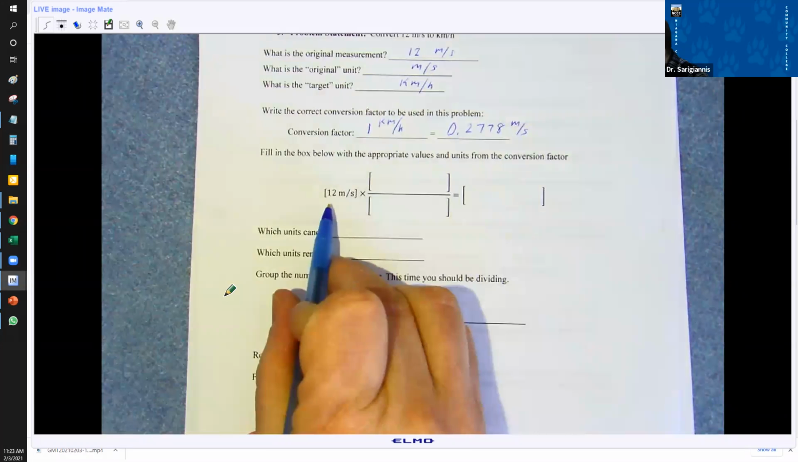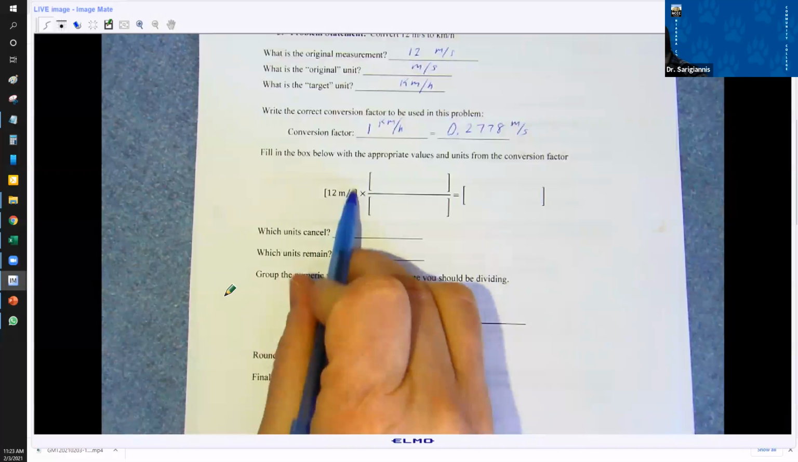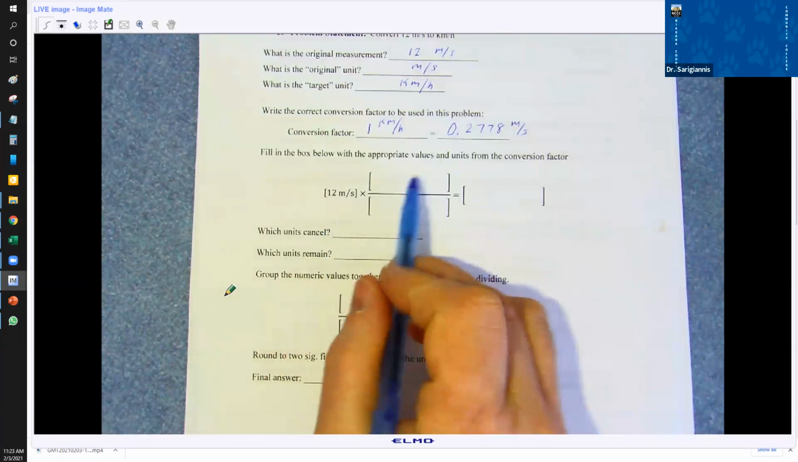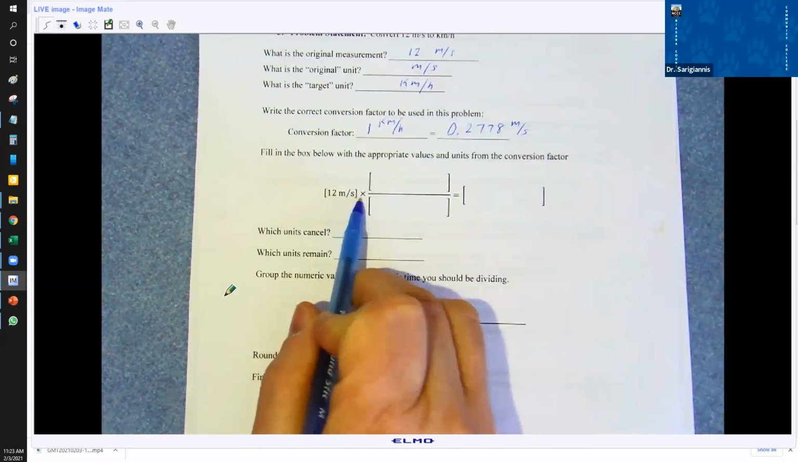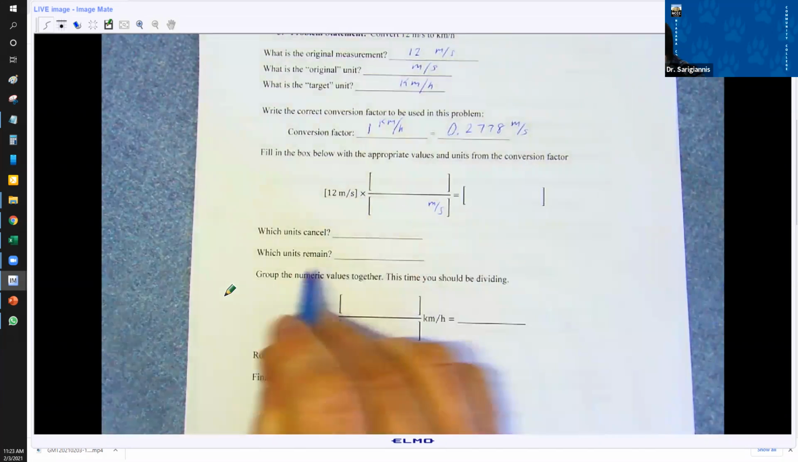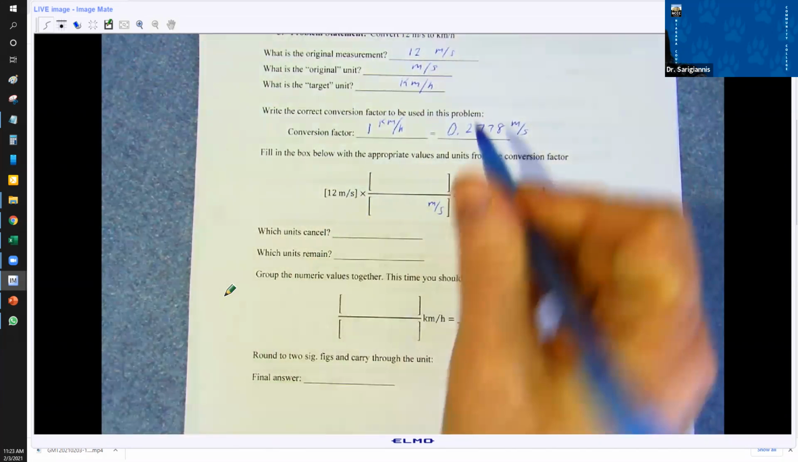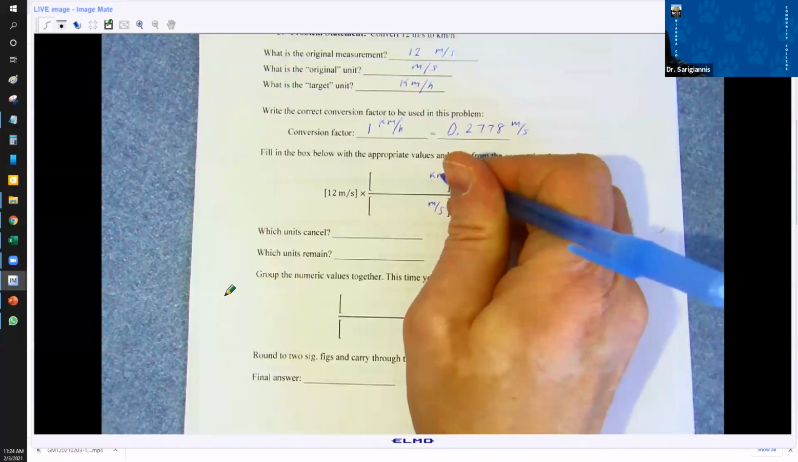So down here, we've got the original measurement, right? 12 meters per second. And we're going to multiply by the appropriate value. So remember, we want to get rid of meters per second. So meters per second is going to go on the bottom, right? And kilometers per hour on the top. This is what we want.